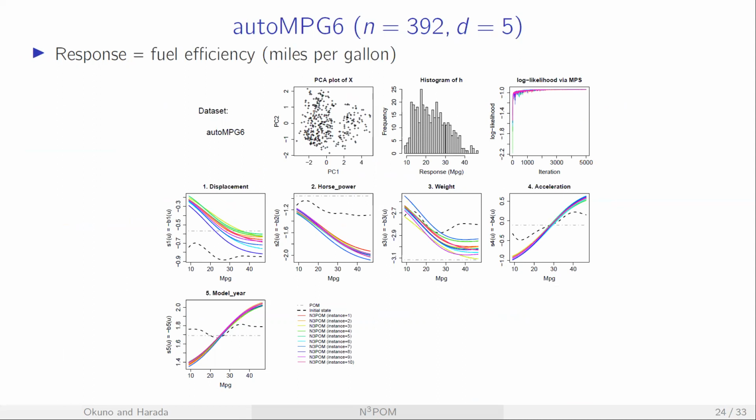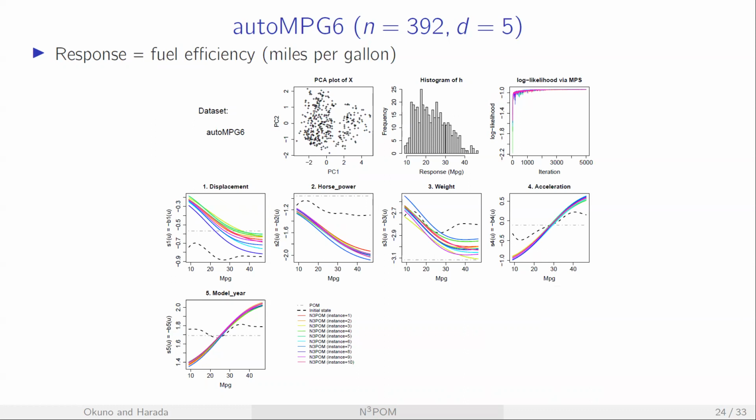In this dataset, the response shows the fuel efficiency. In the first column, we plotted the PCA plot of the entire covariate X, histogram H, and log likelihood changing along with the MPS algorithm. As you can see, the log likelihood is certainly increased by the MPS algorithm. The estimated coefficients are shown here.